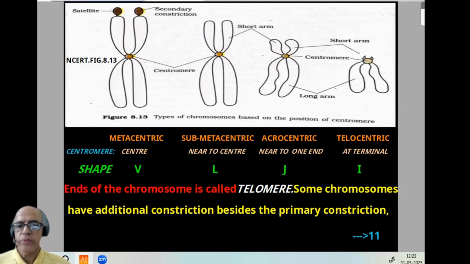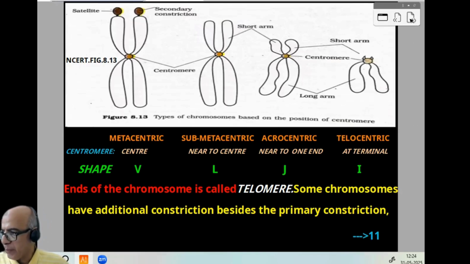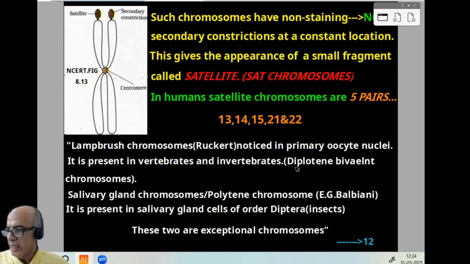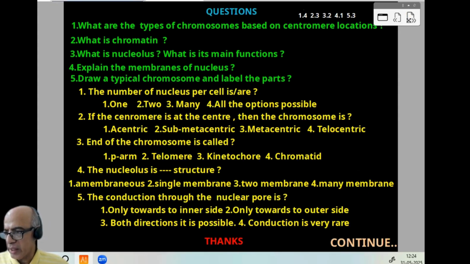And some chromosomes have an additional constriction besides the primary constriction. Here you can find. Such chromosomes have a non-staining secondary constriction in connection with the nucleolar organizing region, at a constant location. That gives the appearance of a small fragment projecting. It is called a satellite, SAT chromosome. And in humans, satellite chromosomes are 5 pairs, 13, 14, 15, 21, 22. Then 2 giant chromosomes, lampbrush chromosome and polytene chromosome, scientists involved, etc. That part not in NCERT, but just mentioned.